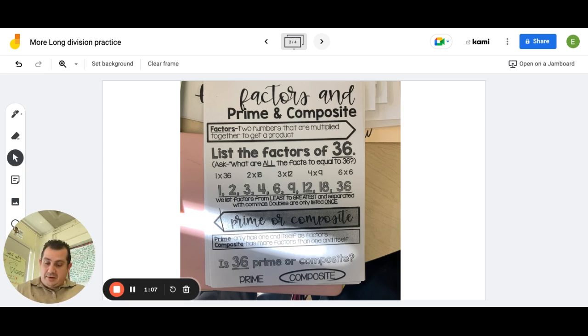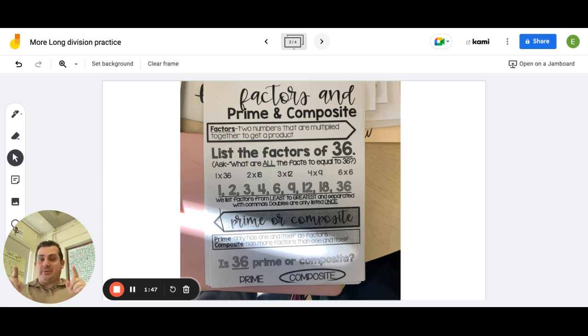Okay. And now it says over here, list all the factors of 36. All right. So 36 is the number that we're going to work with. So we're asking ourselves, what are all the factors that equal 36? What can I multiply together to get 36? So, spoiler, here are all the factors of 36. What I like to start with is say, what can I multiply together to get 36? I start with 1 and 36. We know 1 times the number is going to give you the number.